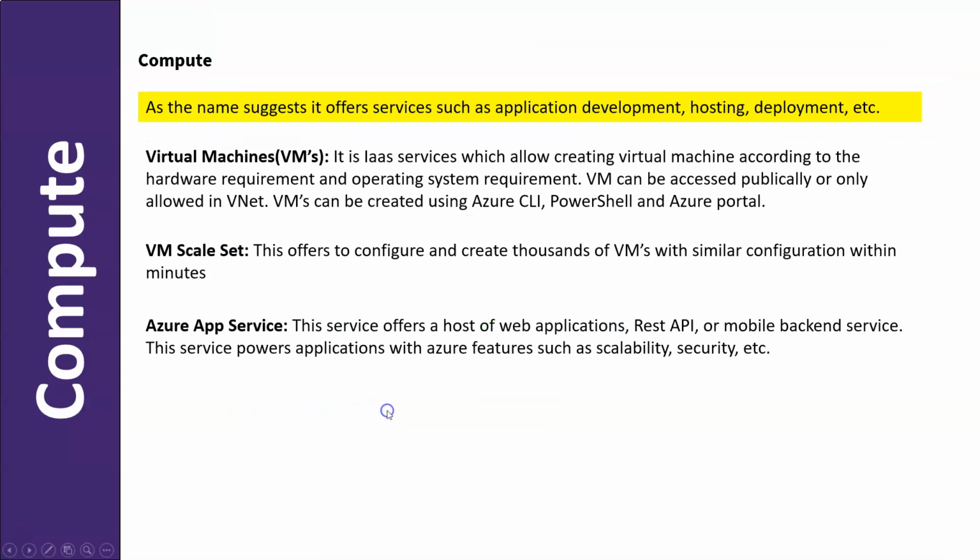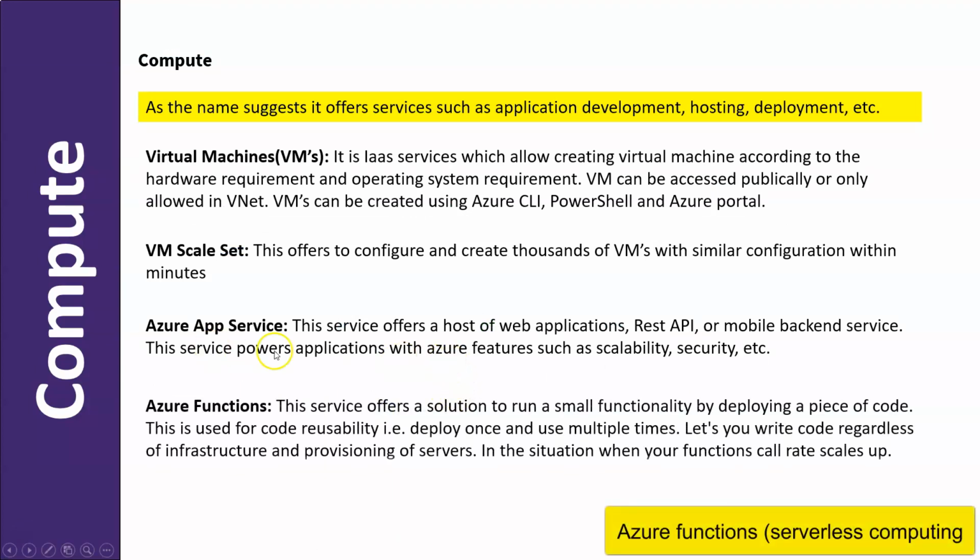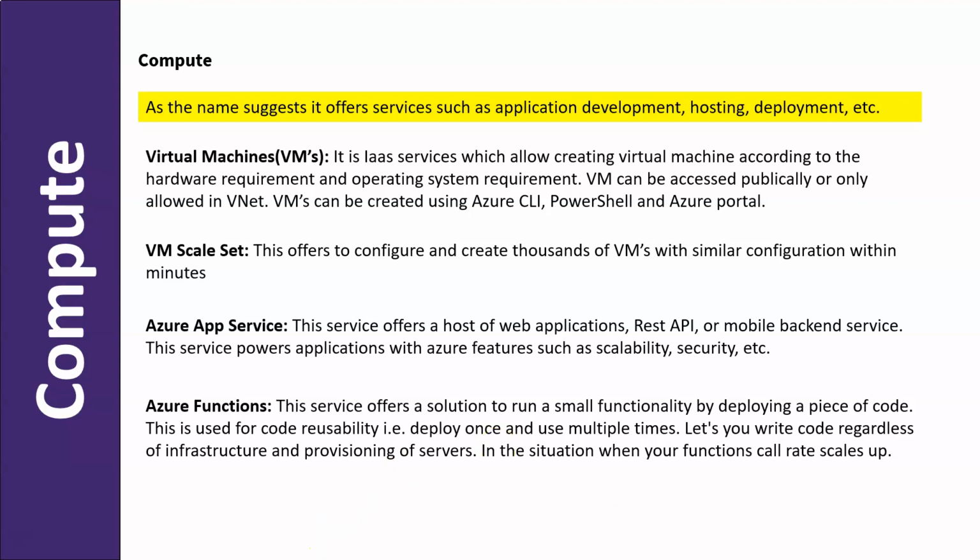Now let's talk about the next service, which is Azure Function. This service offers a solution to run a small functionality by deploying a piece of code. This is used for code reusability. Deploy once and use multiple times. The good part of Azure Functions is that you don't have to worry about the infrastructure. And Azure Functions falls under serverless computing. So we'll talk about Azure Functions and serverless computing in detail in the next video.